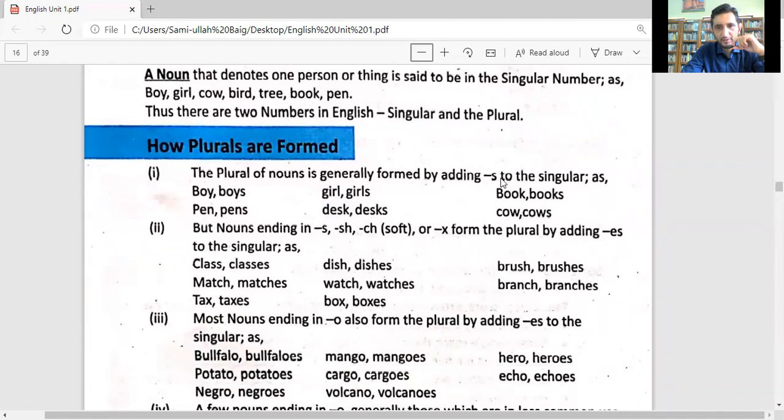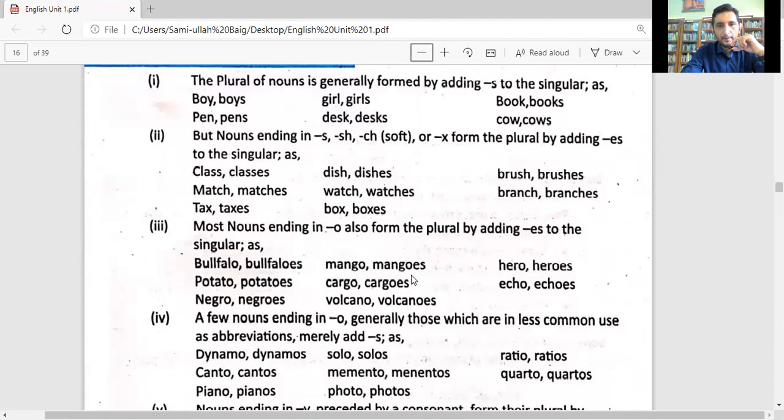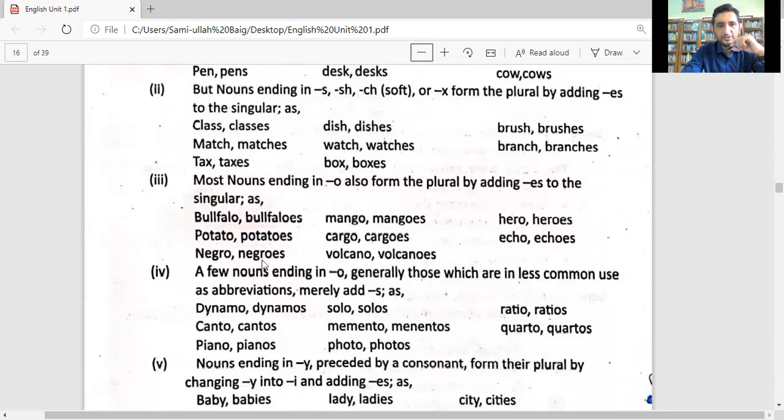Here are some examples where you add -s to the end and it becomes a plural, just like girl and girls, desk, desks. Nouns ending in s, sh and ch, or x form the plural by adding -es to the singular. For these words, it has to end in s, sh, ch, or x. Here are the examples. Nouns that end in o, you also add -es at the end and it becomes plural.